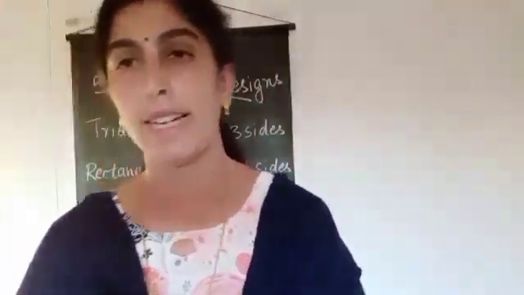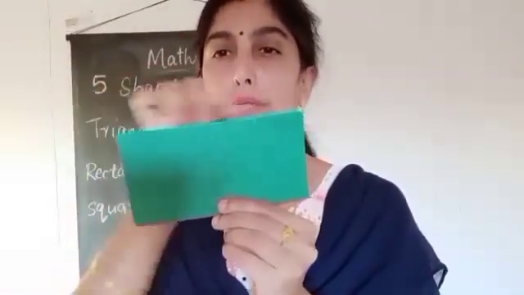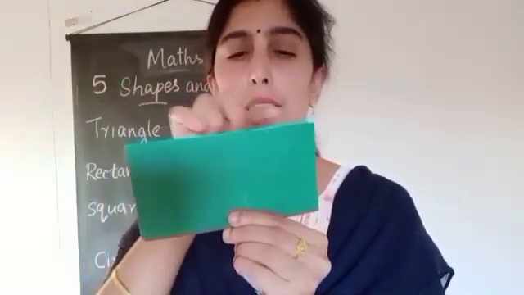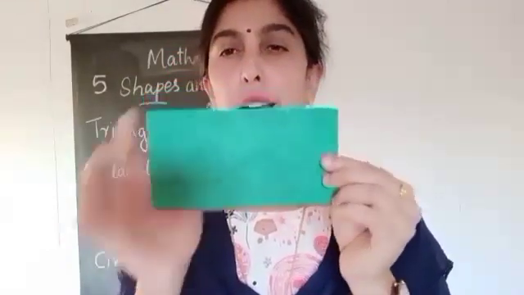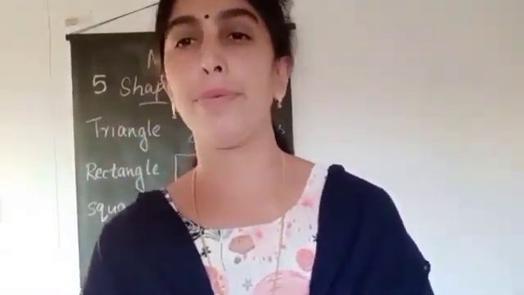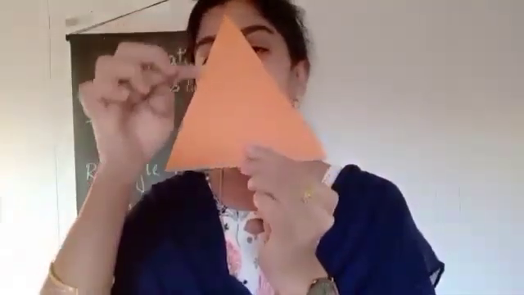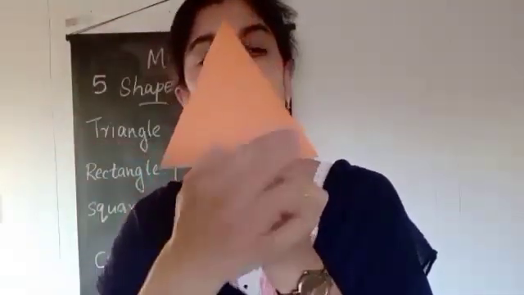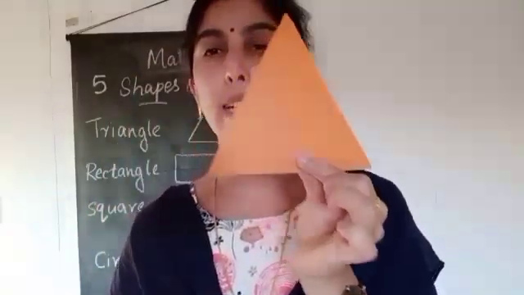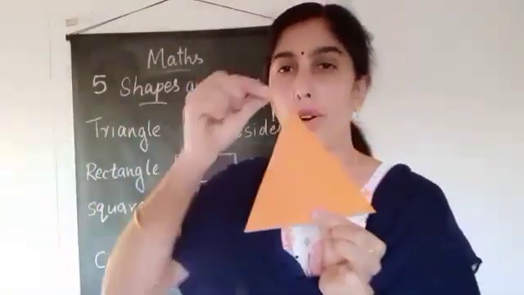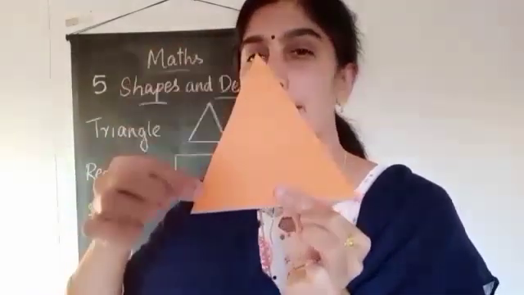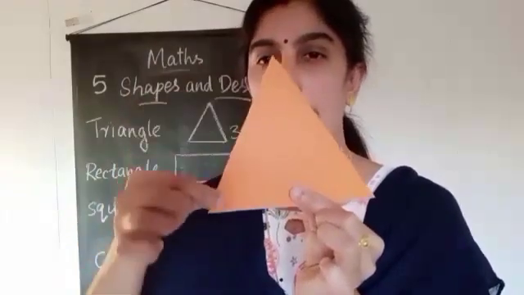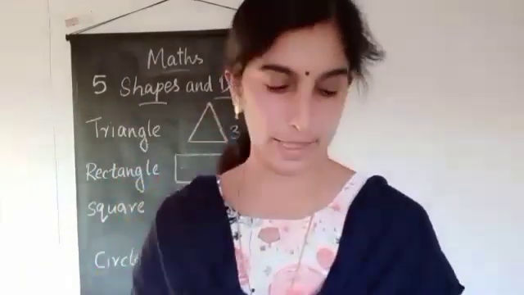Then for a rectangle, can you see the edges? 1, 2, 3, 4. 4 edges are there. Then for a triangle, 1, 2, 3 edges. 3 edges. So understood? Corners are this one. Corners and edges, you can see the straight lines. Edges, you can see the straight lines.